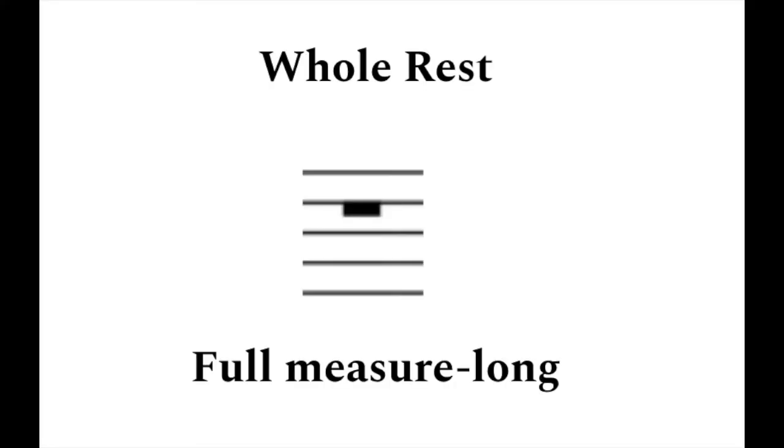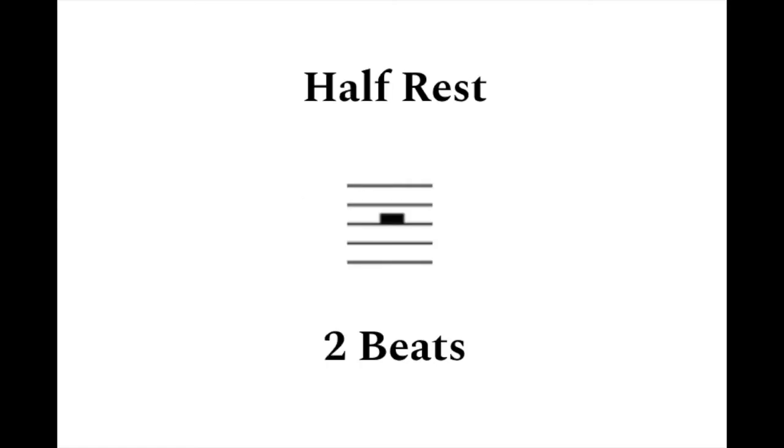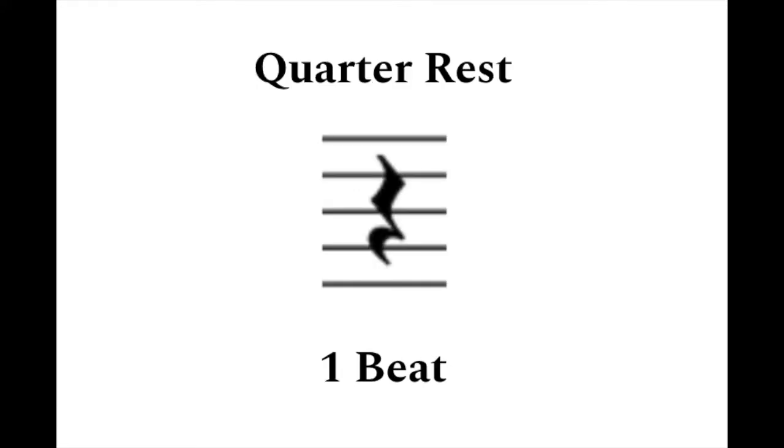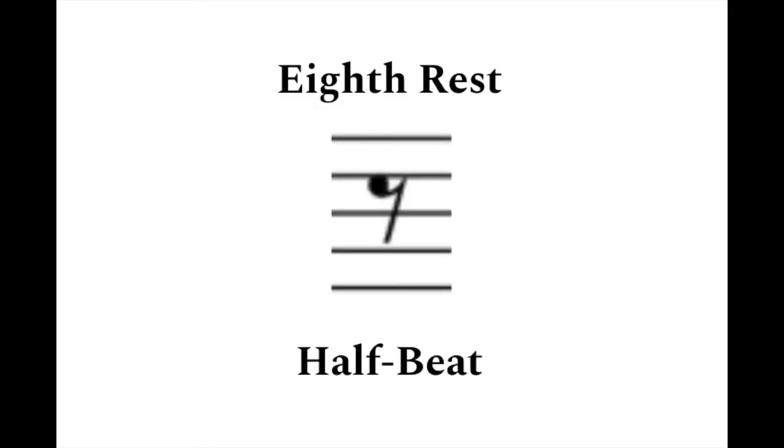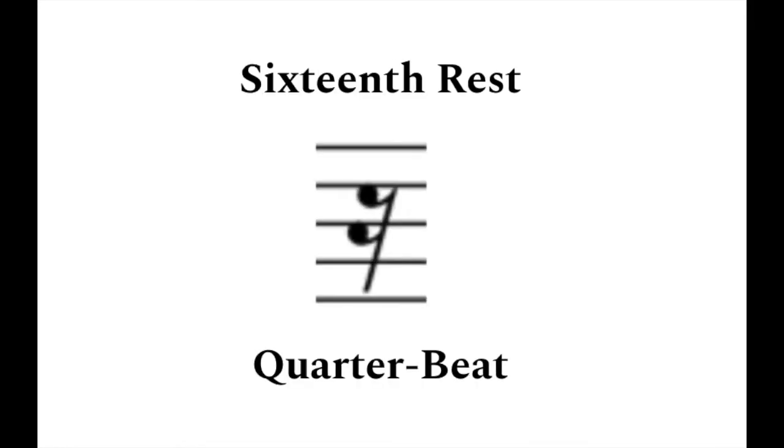The last concept we're going to be talking about in this video are rests. Rests are periods of silence that are written into music. Like note values, there are 5 main values of rests. The first is a whole rest, which lasts for a full measure, no matter how many beats there are in the measure. The second is a half rest, which lasts for 2 beats. The next is a quarter rest, which lasts for 1 beat. The fourth is an eighth rest, which lasts for half a beat, and the last one is a 16th rest that lasts for a quarter of a beat.